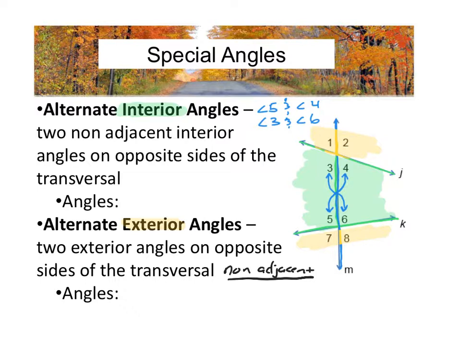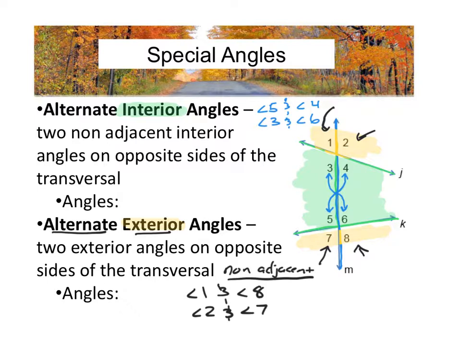Colette, you got something for me? 1 and 8. Good. 1 and 8 are on the exterior. They're also on opposite sides of the transversal. We call those alternate exterior angles. And you said the other combination was? 2 and 7. So we've got angle 1 and angle 8, and then we've got angle 2 and angle 7.